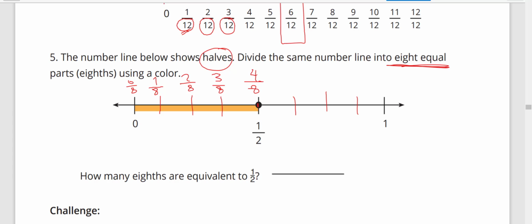How many eighths are equivalent to half? From the drawing, we know that 4/8 are equivalent to half. So 4/8. Or we can write 4/8.